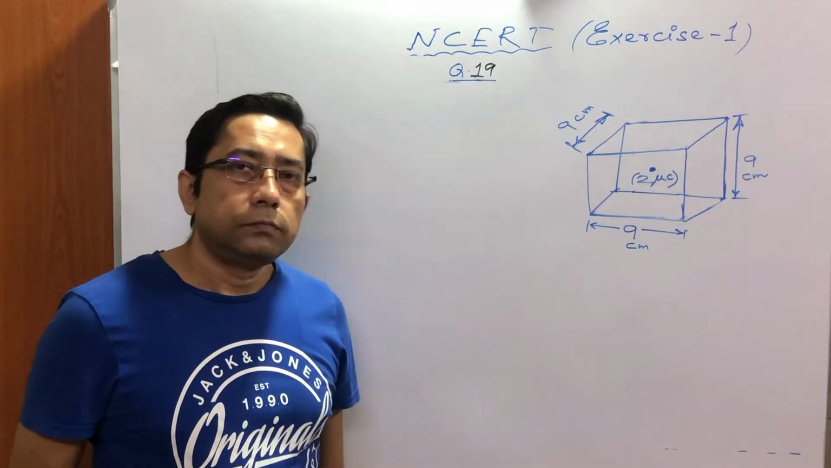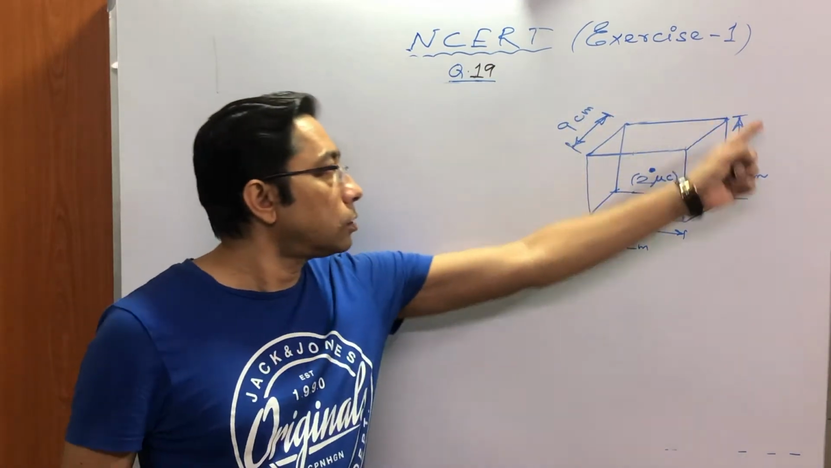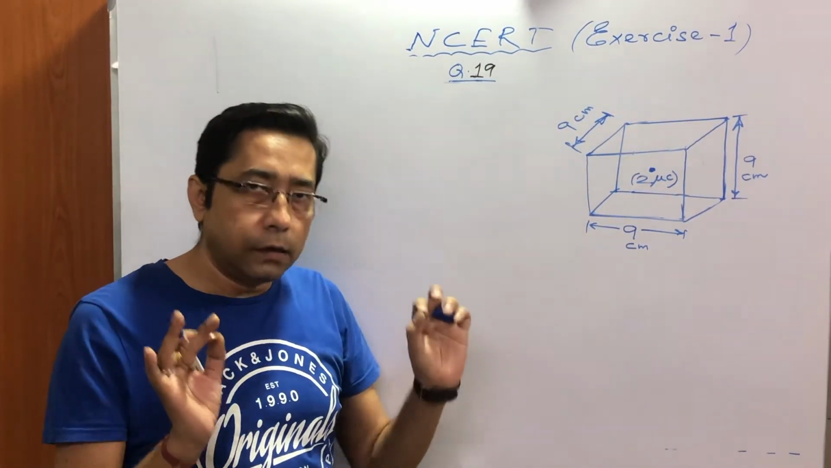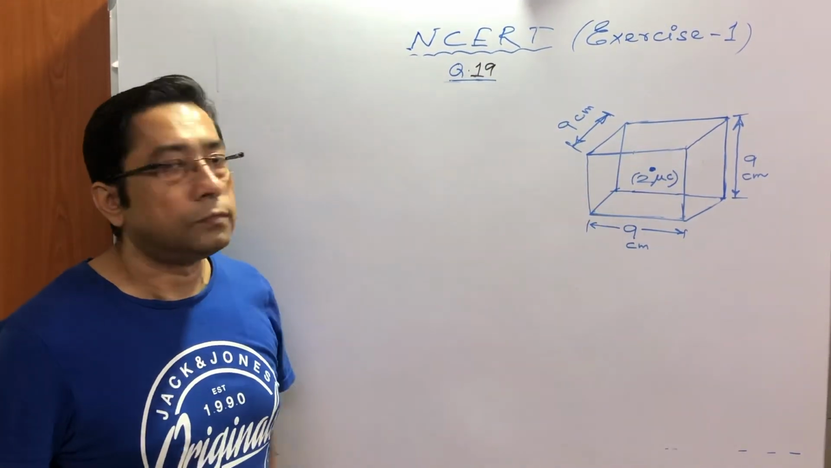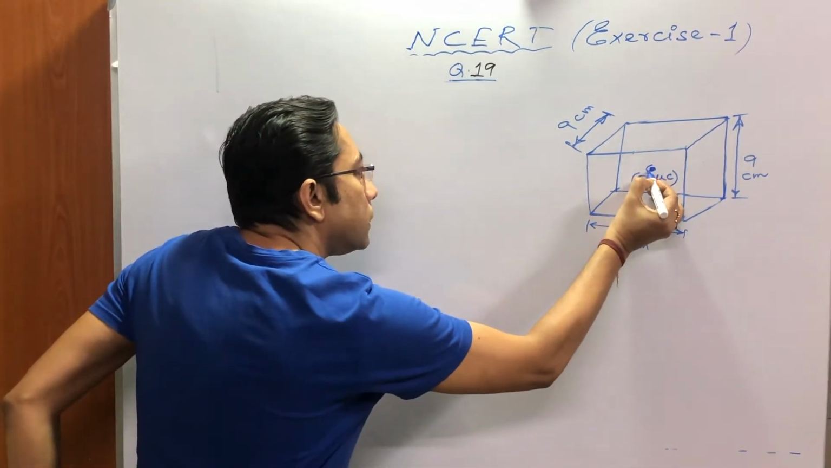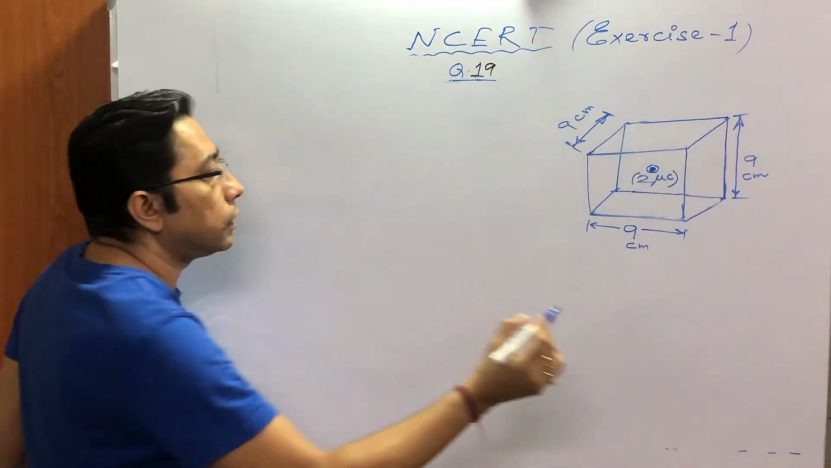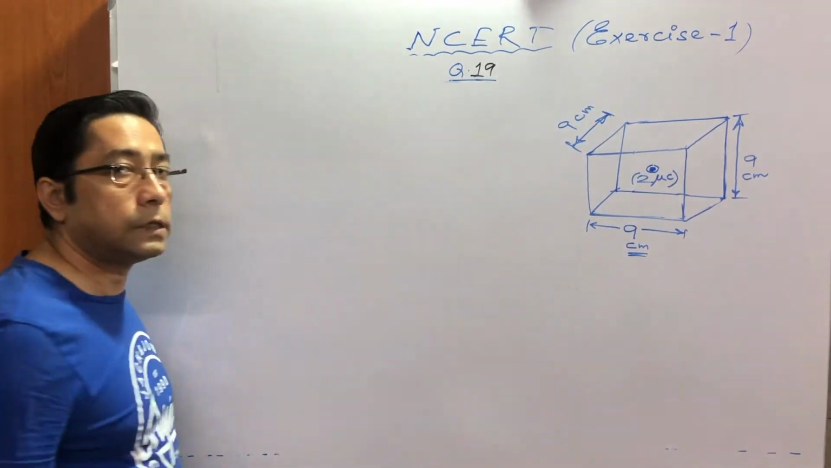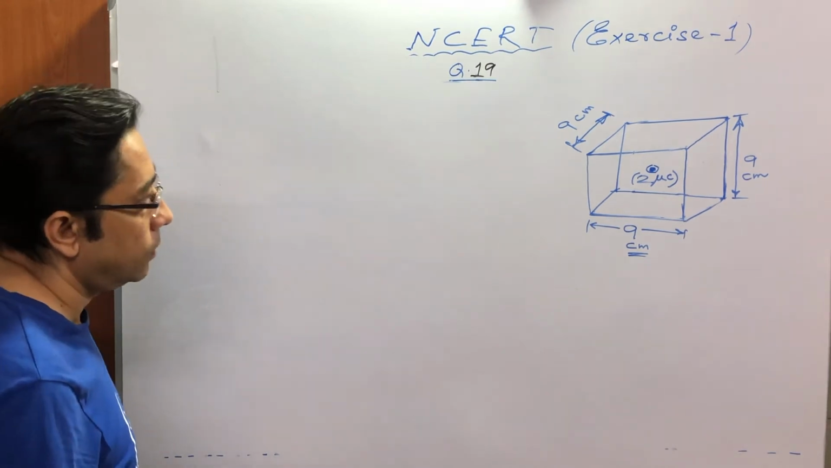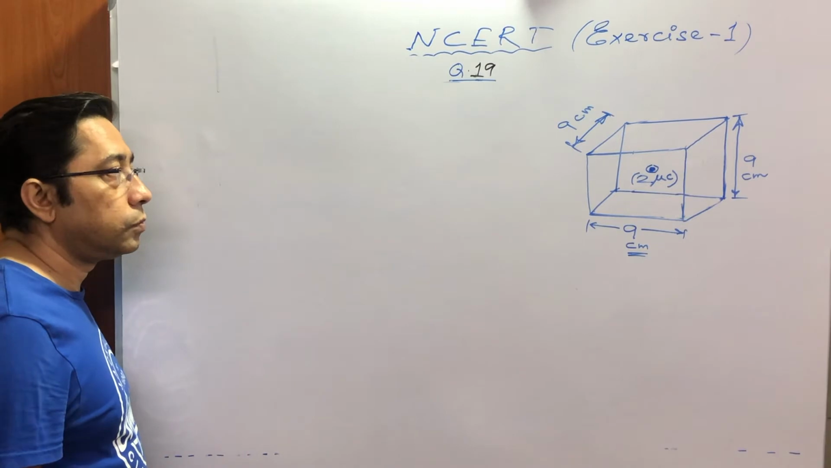To do this sum, one thing is very important: you need to draw this cube perfectly, with care. It is given that a charge is placed at the center of a cube of each side 9 centimeter. Look at the unit, 9 centimeter, CGS. So what should be the flux through this cube?